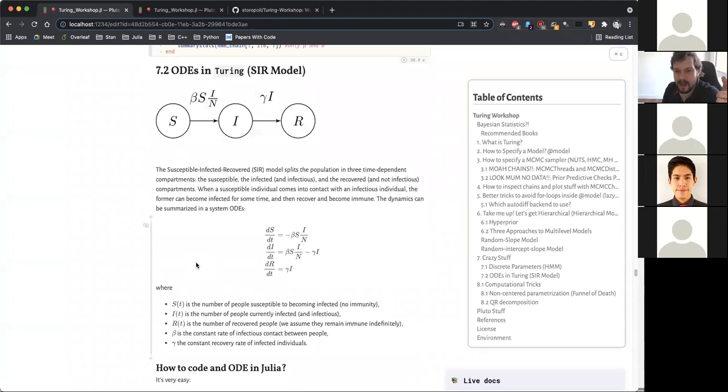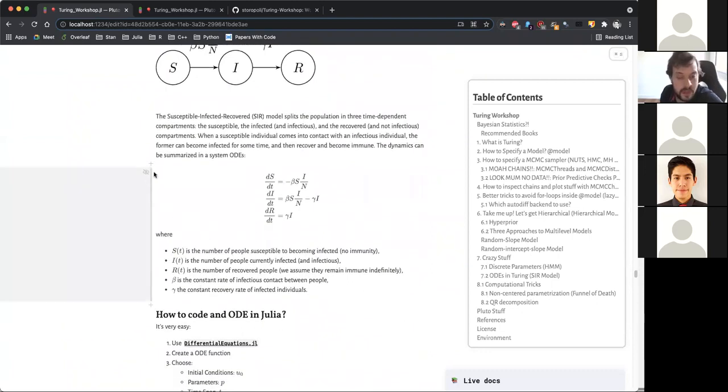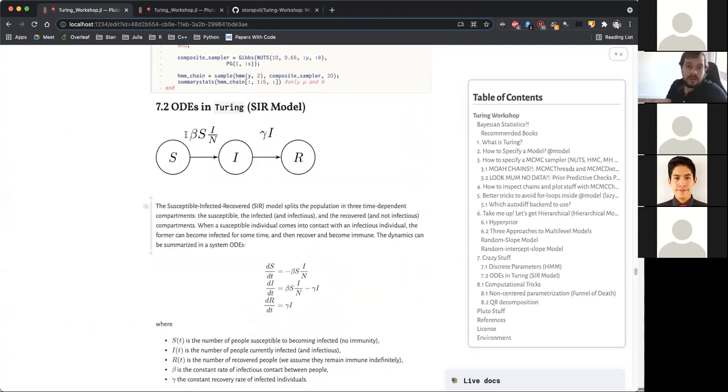I will use an example. I think one of the authors of the example is in the audience. I think it's Liz Semenova. I don't know if she left, but she was here before, and it's a nice example. This is in fashion now because of the whole COVID thing. We have ODEs in Turing: the susceptible, infected, recovered model.